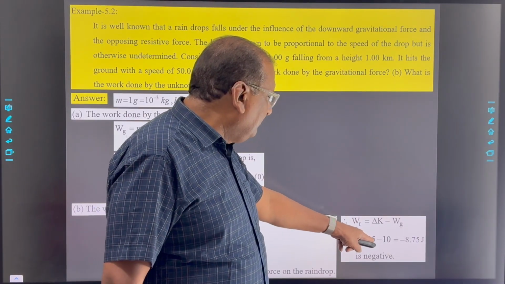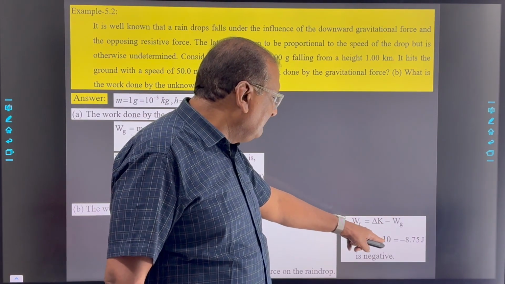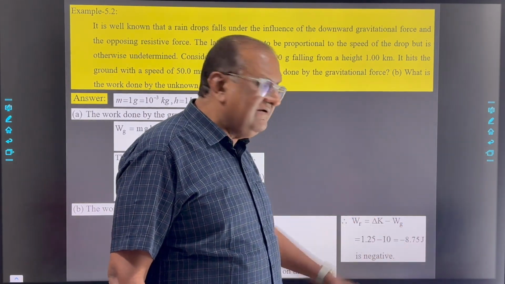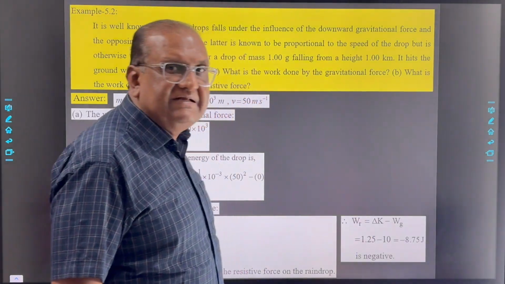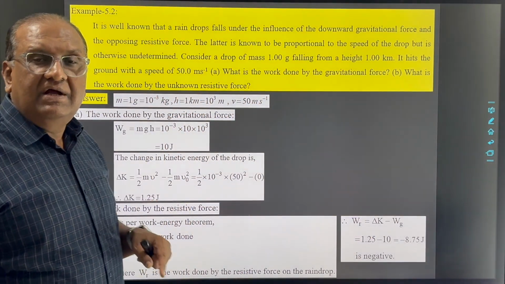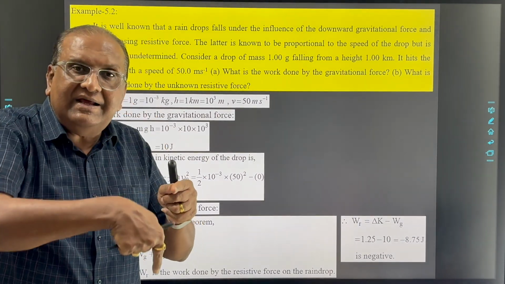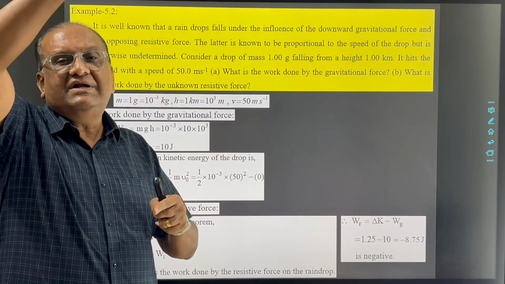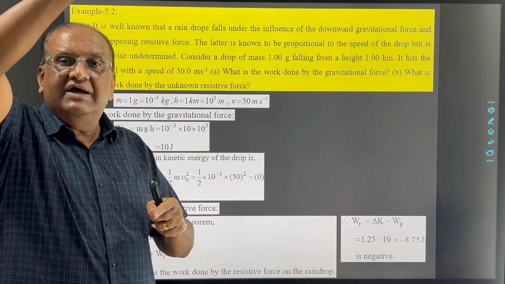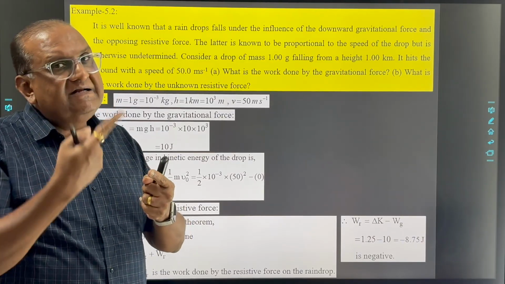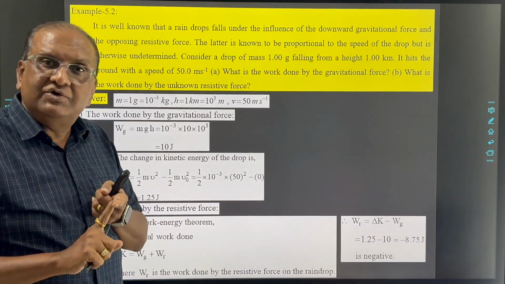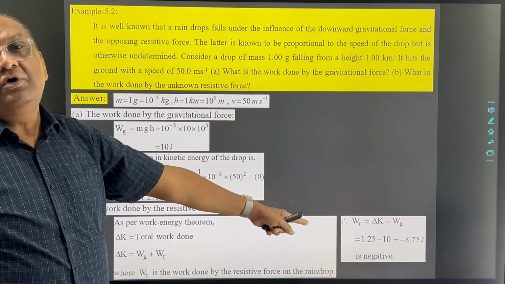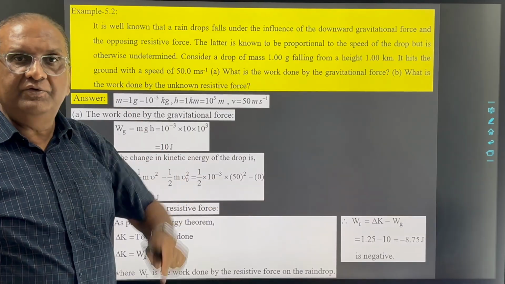Now, see here. Wr is delta K minus Wg. Delta K is 1.25, Wg is 10. So, the answer is minus 8.75 joule. See here, your answer is negative. Why? Because the drop is falling in the downward direction and the resistive force is in the opposite direction of its motion. So, the resistive force and the displacement are in mutually opposite directions, so automatically our answer turns out to be negative. Clear to all of you?